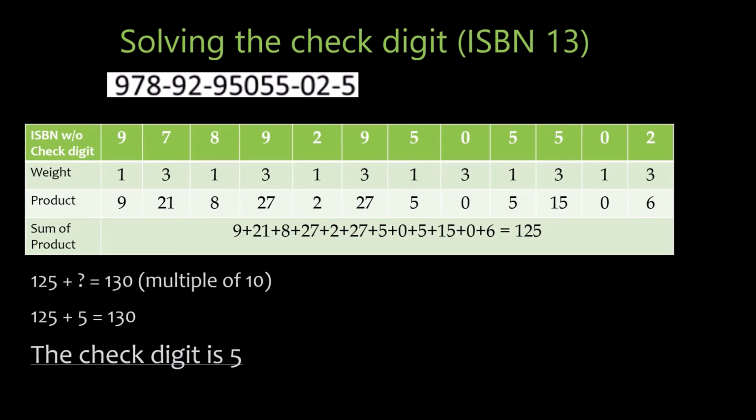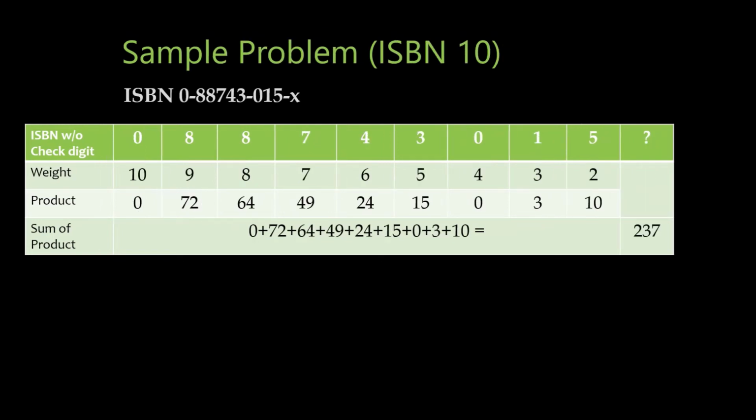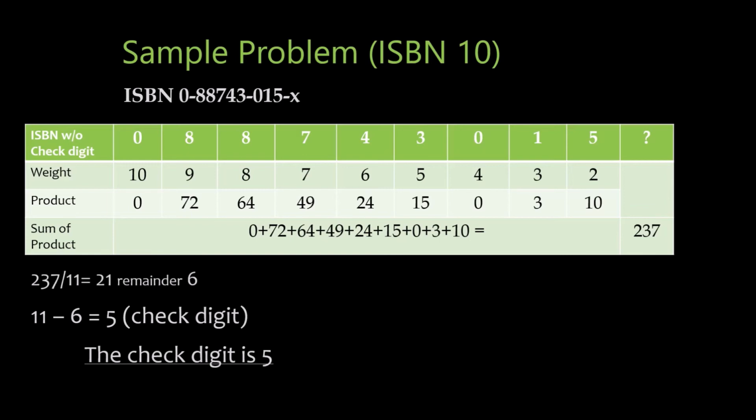Now here, a sample problem, we will be using the ISBN 10 format, and our solution is for finding the check digit. Now, as we know now the weight of each code, we will now multiply them, and as we find the products, the sum of products in this example is 237. Now, 237 divided by 11 is equal to 21 remainder 6. And we will use 6 as 11 minus 6 is equal to 5. And 5 is our check digit.